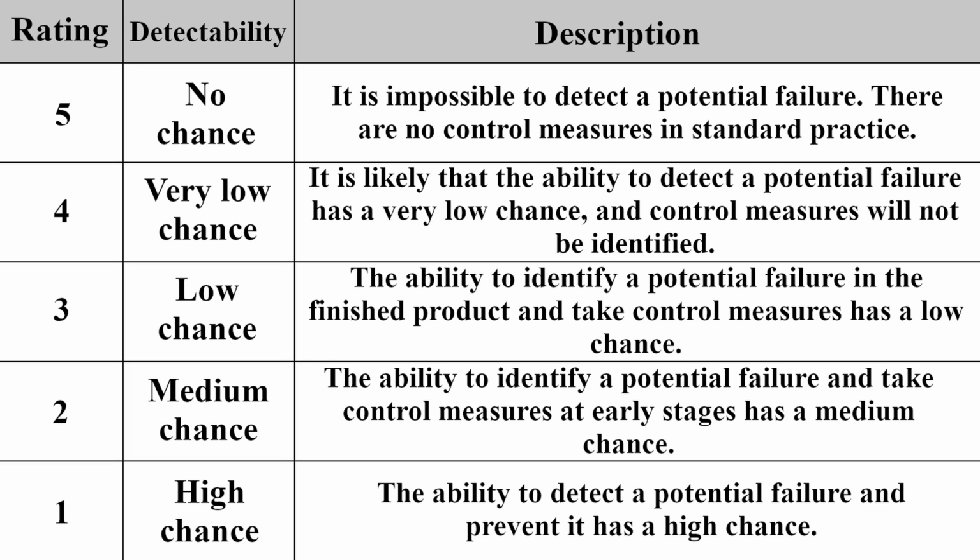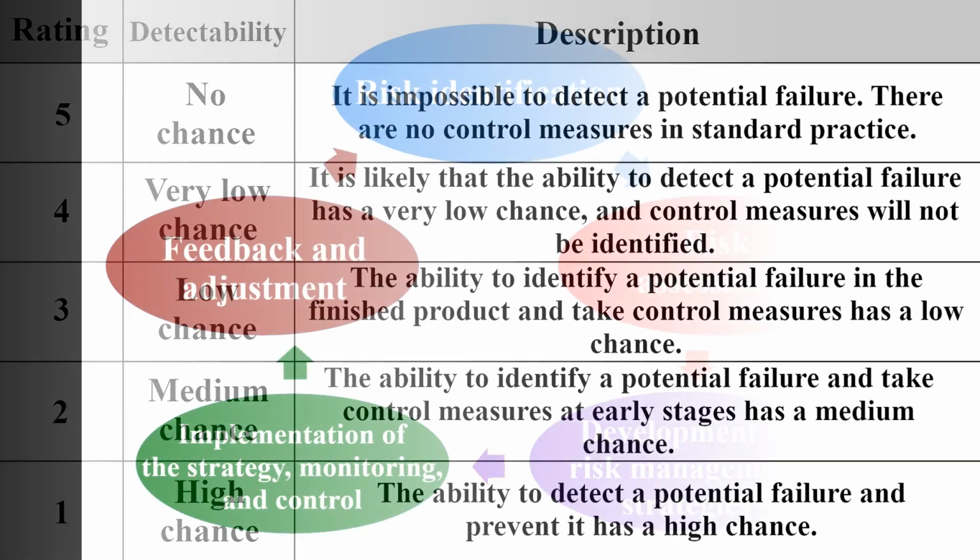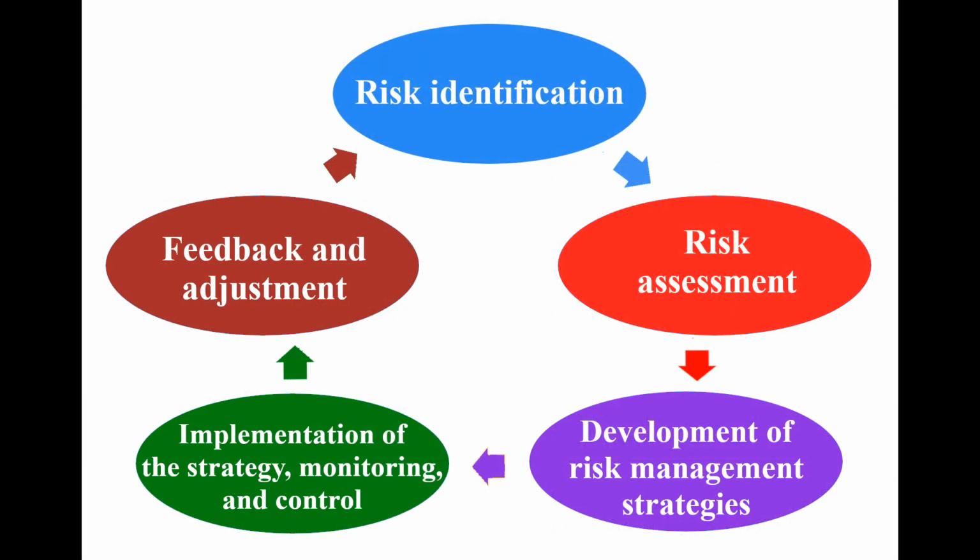The fifth subcategory of detectability is called no chance and is equal to 5 points when the following expression can be accepted: it is impossible to detect a potential failure. There are no control measures in standard practice. The third stage is the development of risk management strategies.